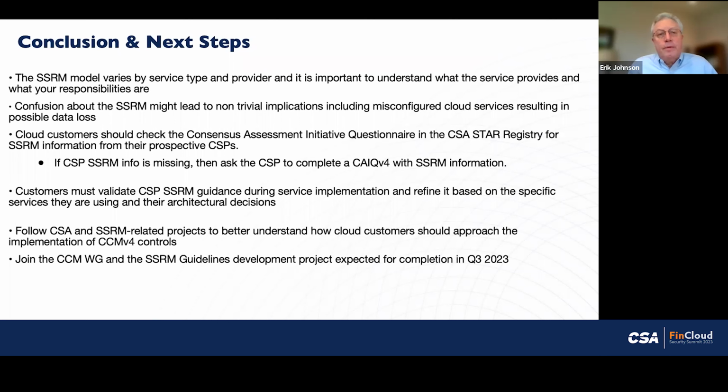Now, I mentioned this earlier too, that it's the customer's responsibility to not just take what the CSP tells you verbatim as gospel, but you need to validate it and make it your own. You need to tailor it based on your architectural decisions, what CSP services you are or are not implementing, particularly with the hyperscalers, where they have dozens, if not hundreds, of different services that you pick and choose from. And some of them are so large, you could never implement them all in your first release to begin with, right?